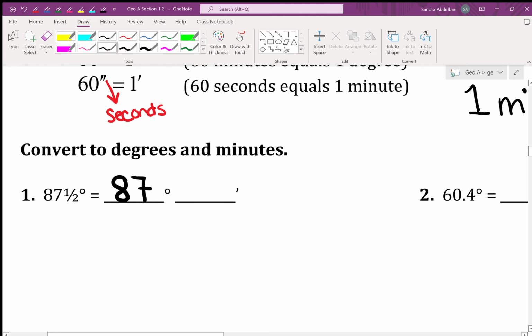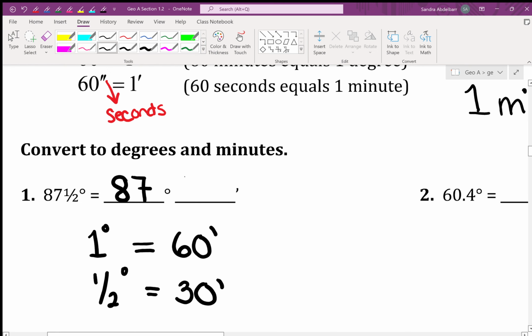And now you're going to change the fraction to minutes. We know 1 degree is equal to 60 minutes. Do we all agree on that? So if 1 degree is 60 minutes, what's half a degree? 30 minutes. You got it. So this is 87 degrees and 30 minutes. Do you think they'll all be that easy? No. All right, so let's step it up a bit.